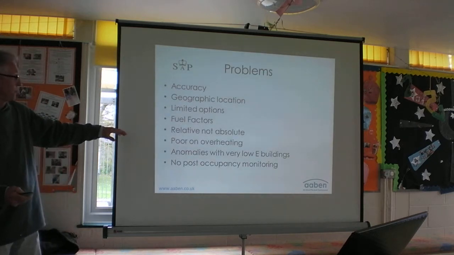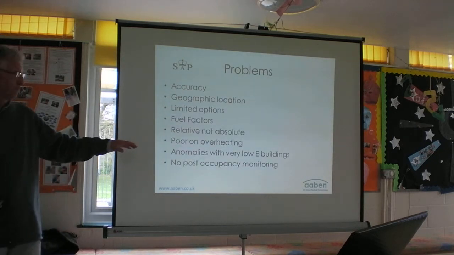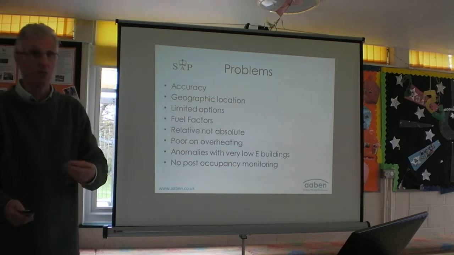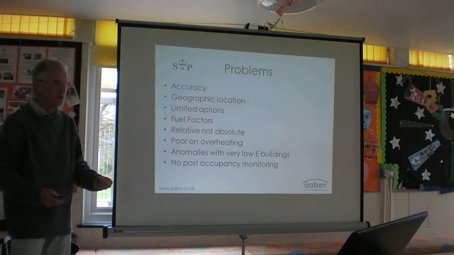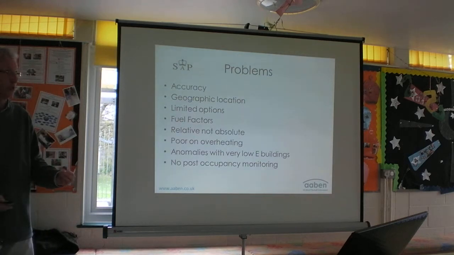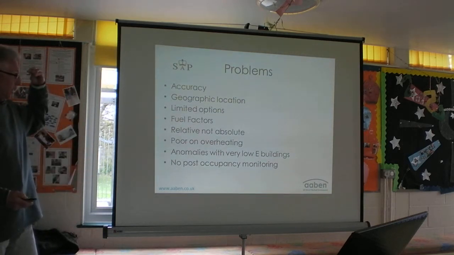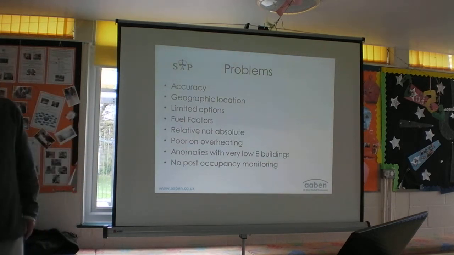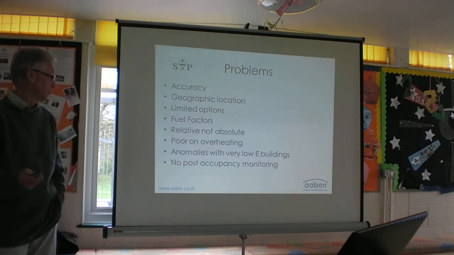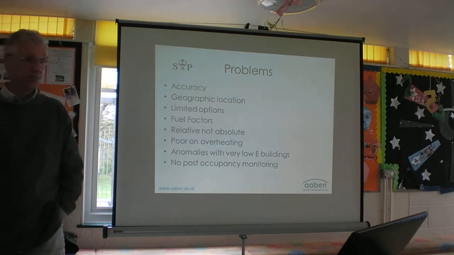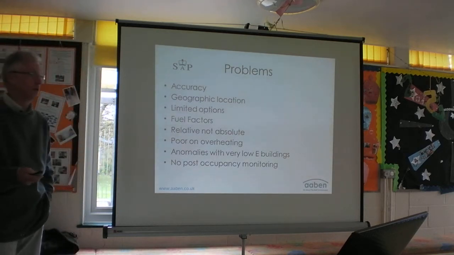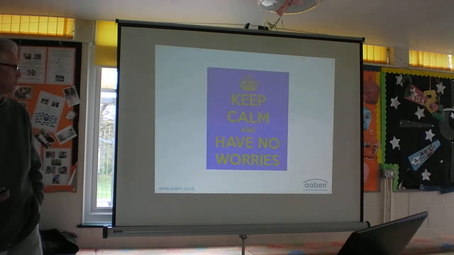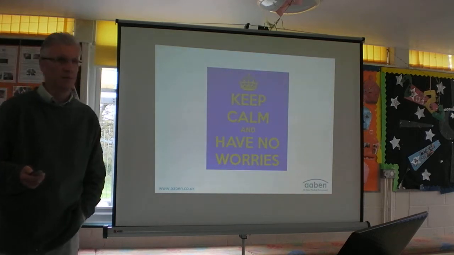They're not accurate. It's not good on overheating, which is a big issue with future climate change. If it gets warmer, we need to keep our houses cool. They don't want us to put in air conditioning. It has anomalies with very low energy buildings. It doesn't work at the extremes. It doesn't like passive house very much. And there's no convincing post-hoc monitoring to speak of that's checking it. It's all forecasted, predicted, smoke and mirrors. But that's my message about it.